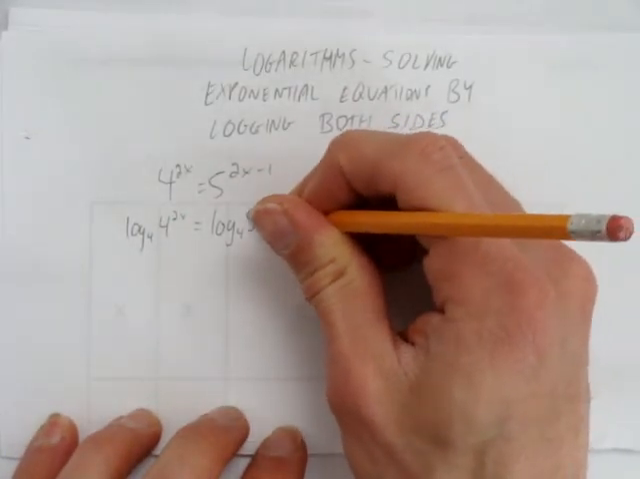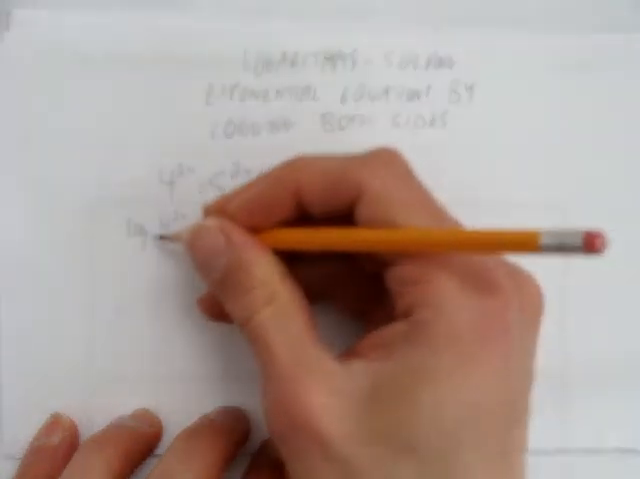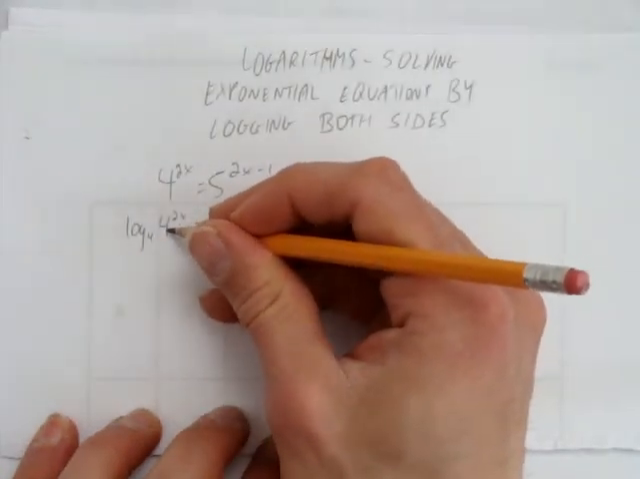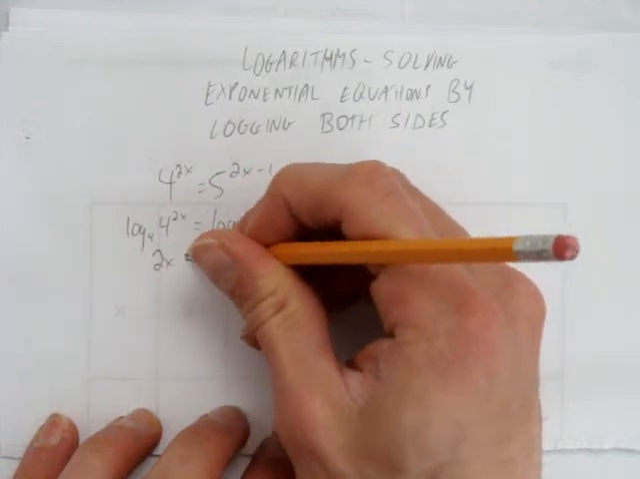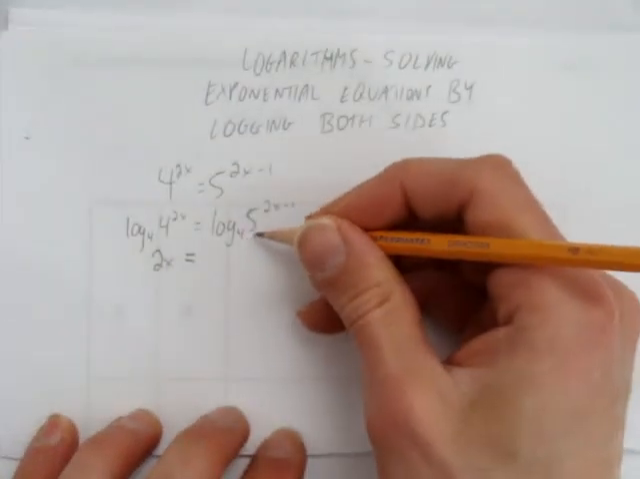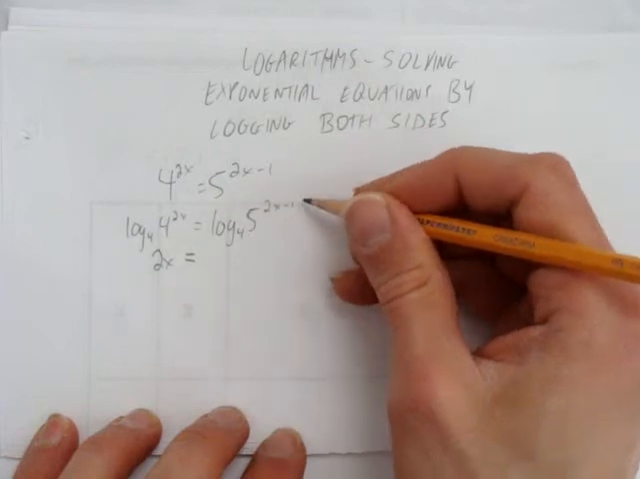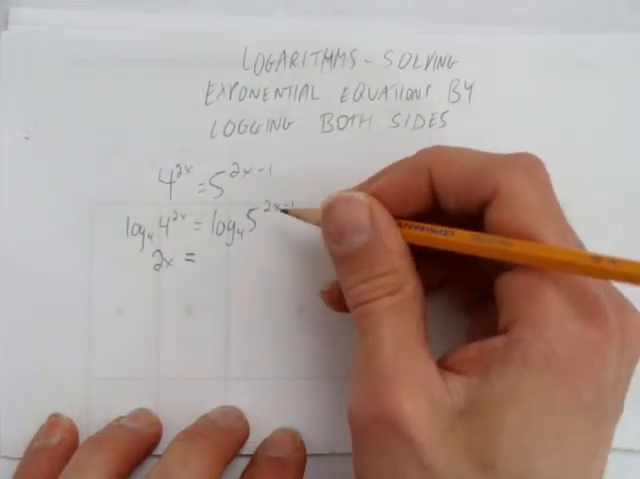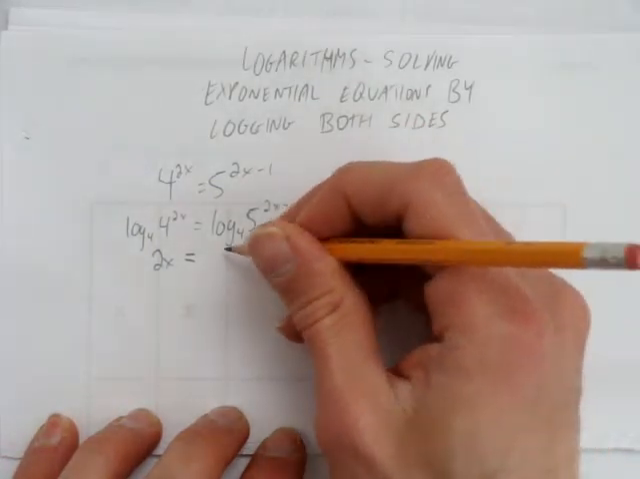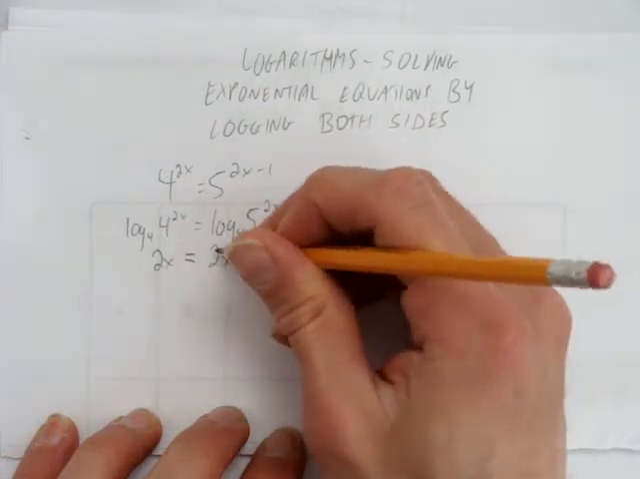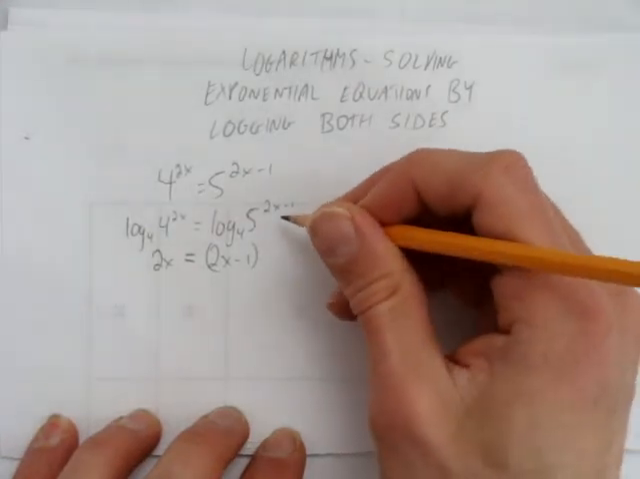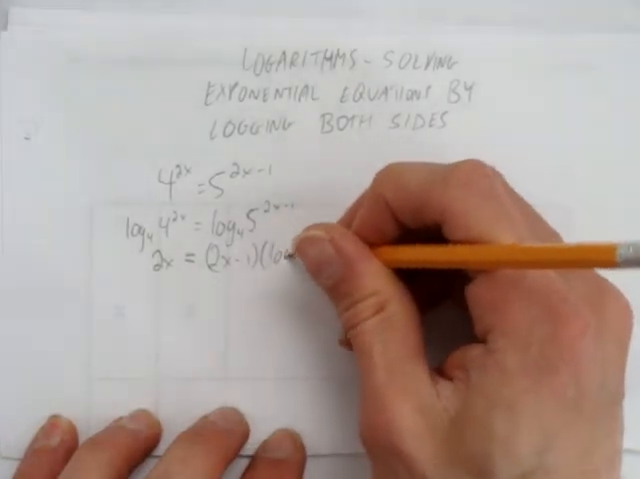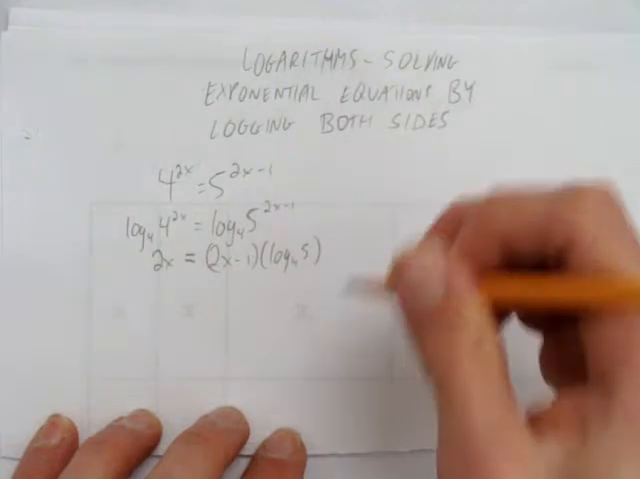On the right hand side I've just taken the log base 4 of 5, but on the left hand side log base 4 of 4 to the 2x will just bring down that 2x according to our log rules. And so I get 2x equals log base 4 of 5 to the 2x minus 1. Another one of our log rules is an exponent can become a coefficient. So I'll put that 2x minus 1 in brackets in front, and it's a coefficient of log base 4 of 5.